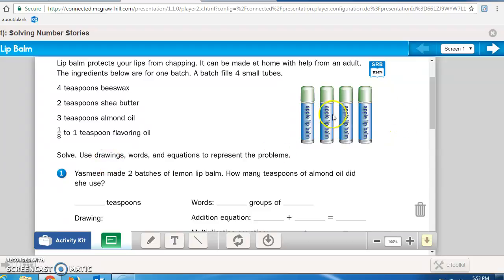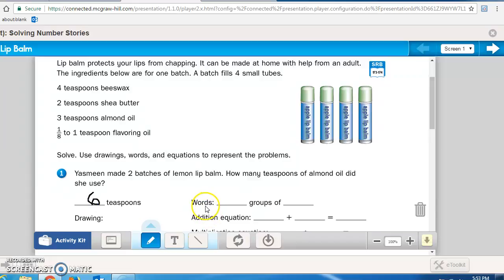Using the drawings and the words and equations to represent the problems. Yasmin made 2 batches of the lemon lip balm. How many teaspoons of almond oil did she use? Well, for 1, she used 3 teaspoons. So for 2, I got to times that by 2. 3 times 2 is 6.